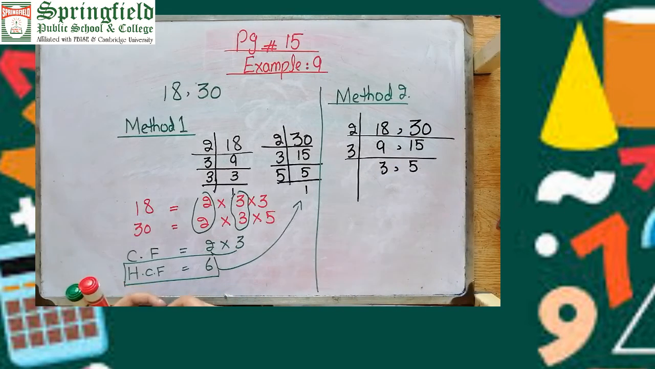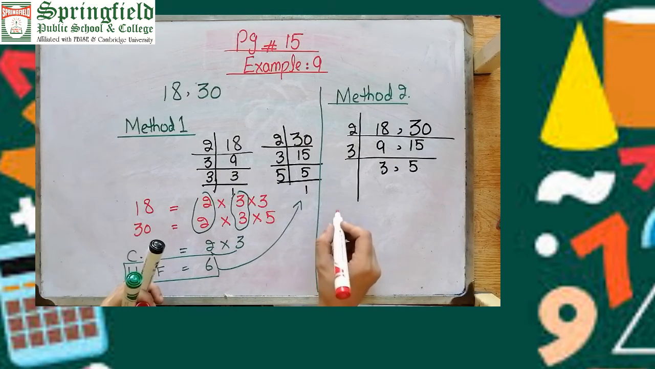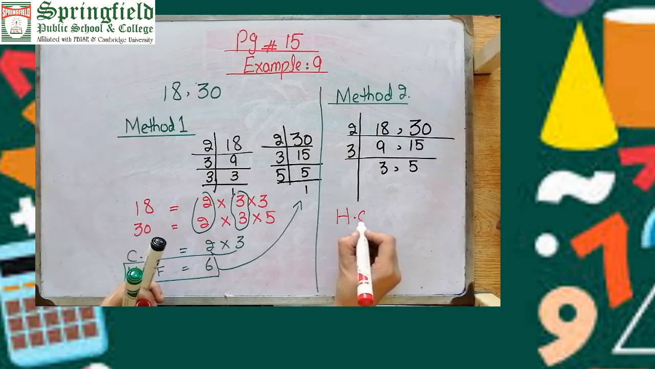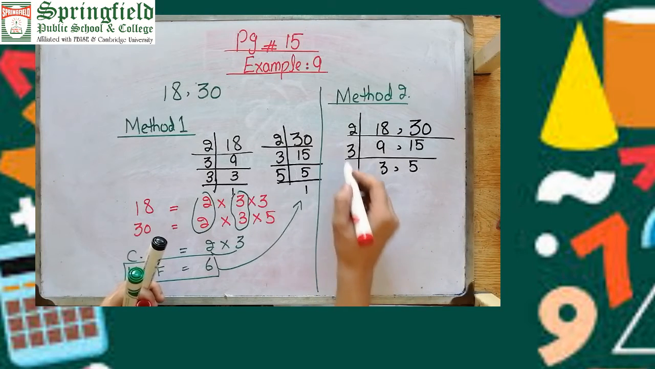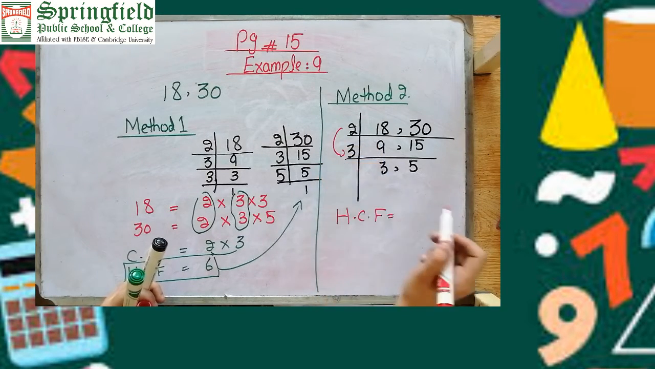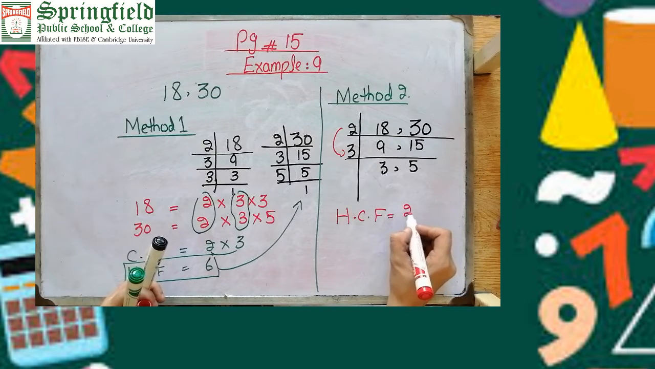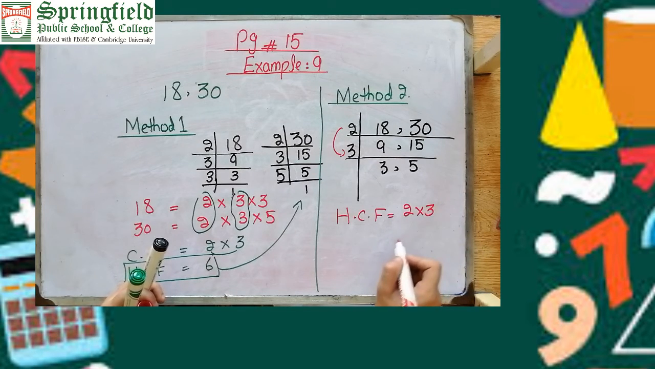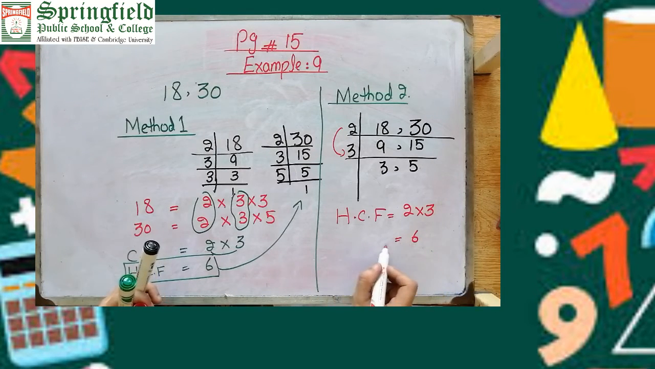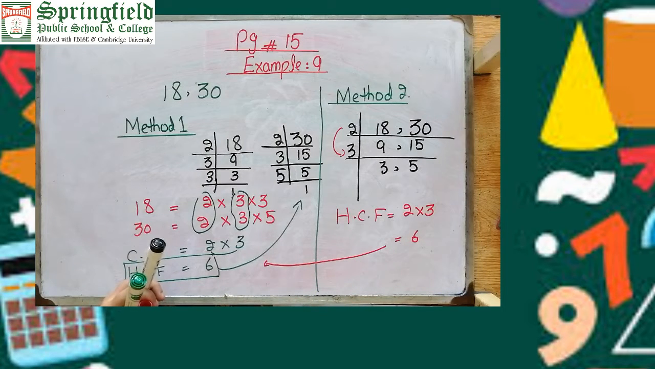So what will be the HCF now? HCF will be the multiplication of the factors. 2 multiply 3 is equal to 6. So HCF is 6. In both cases, your answer should be the same. Understood? Okay.